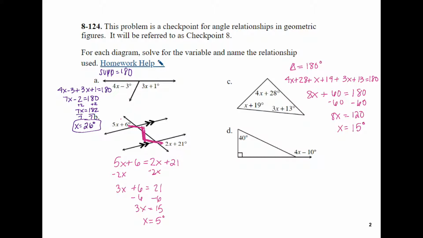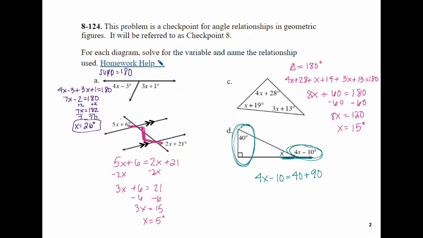Looking at letter D, I know that these two angles right here are supplementary angles. So I could say that these two angles equal 180 degrees. I also learned that my exterior angle is equal to my remote interior angles, which is the one not connected to it. So I can actually set 4x minus 10 equal to 40 plus 90.